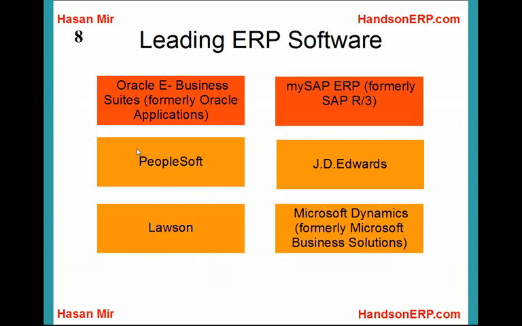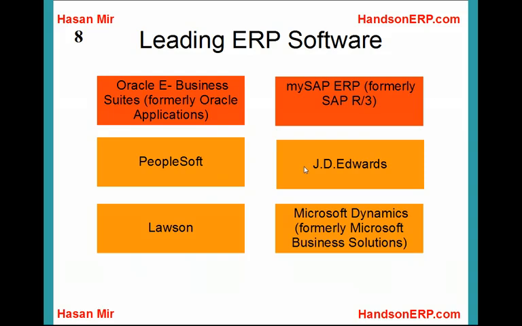Okay, so who are the leading ERP vendors out there? Oracle and SAP are the largest players, and Oracle's software is called Oracle E-Business Suite. It used to be known as Oracle Applications. SAP software is called mySAP ERP. It used to be known as SAP R/3.